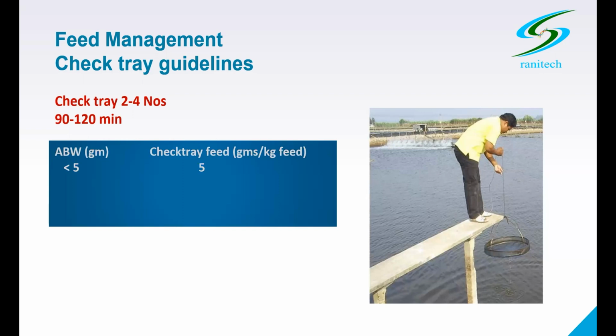Based on body weight, if your animal size is less than 5 grams, you can use 5 grams per kg of feed per check tray. As the body size increases, you can increase the check tray feed: up to 8 grams, you can use 7 grams per kg feed. Above 8 grams, you can do 10 grams per kg feed. And beyond that, you can do 12 grams per kg feed.